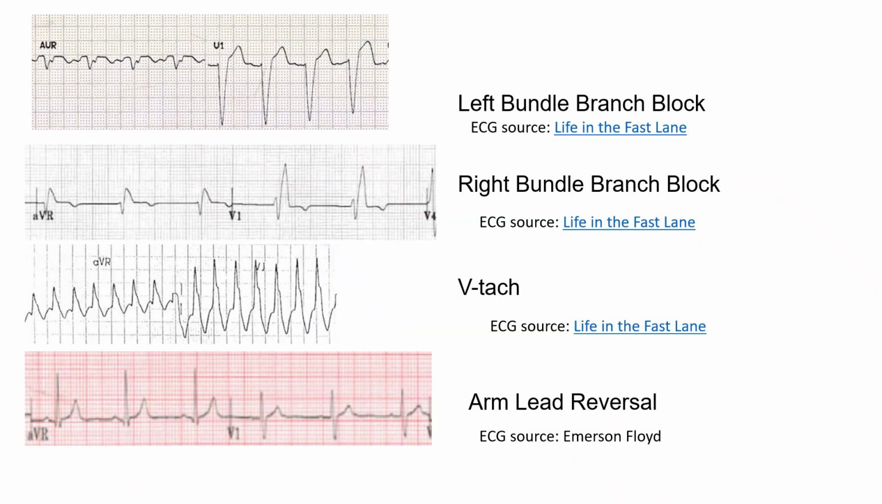Start with the right-sided leads because there's a lot you can notice off the bat by looking at the right-sided leads first. Left bundle branch block, right bundle branch block, VTAC, and arm lead reversal are good examples.